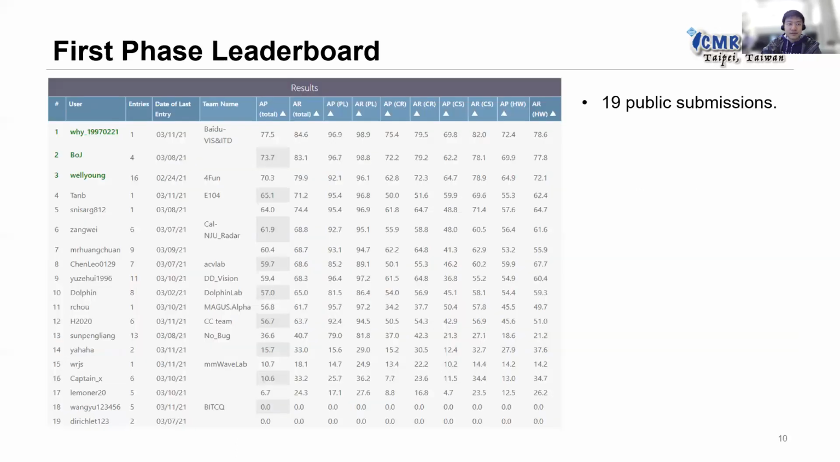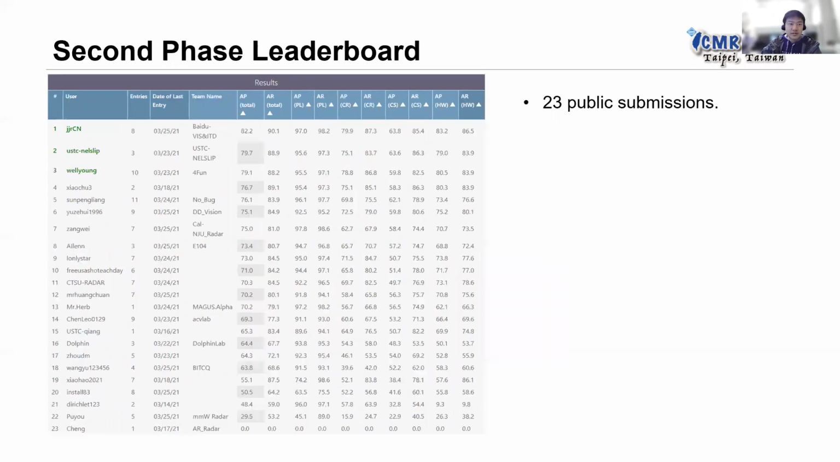The first phase leaderboard is shown in this picture. We received 19 public submissions, and we can see that in the first phase, participants can already achieve very good performance on our testing set. And here is the second phase leaderboard, where we received 23 public submissions.